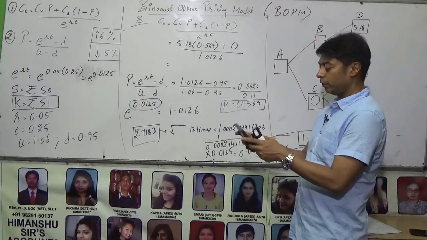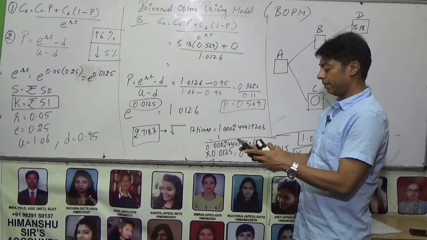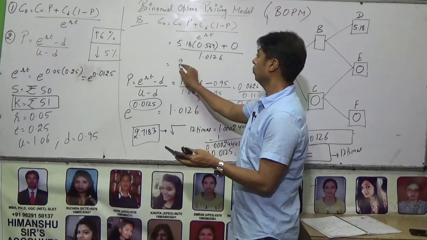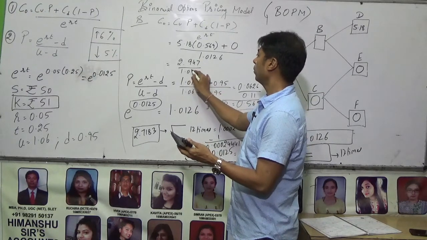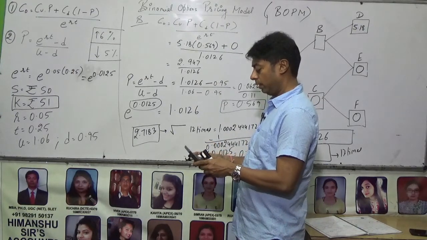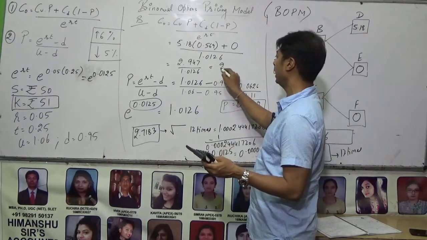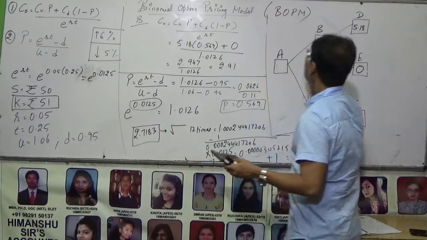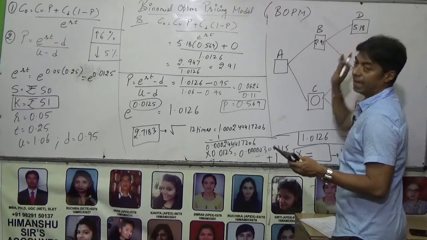Please use your calculators. 5.18 multiplied by 0.569. It is 2.947 upon 1.0126, divided by 1.0126 will give you 2.9107. So we take it up in 2 decimal places. It is coming as 2.91. So we have the value of node B, that is 2.91.